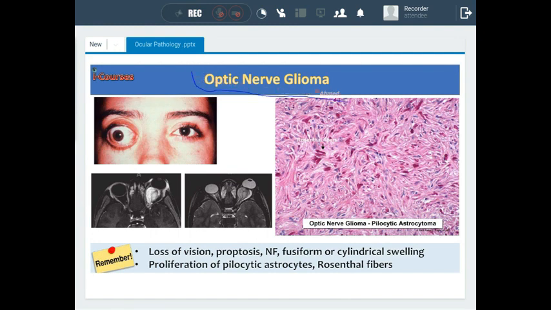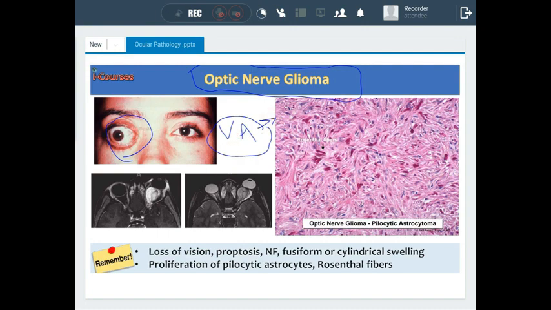Another tumor which is very common with cases of neurofibromatosis type 1 is called optic nerve glioma. The optic nerve glioma will cause axial proptosis, usually within the first 10 years of life. At the time of diagnosis, these patients usually present with visual acuity loss, as this tumor causes visual acuity loss followed by proptosis.